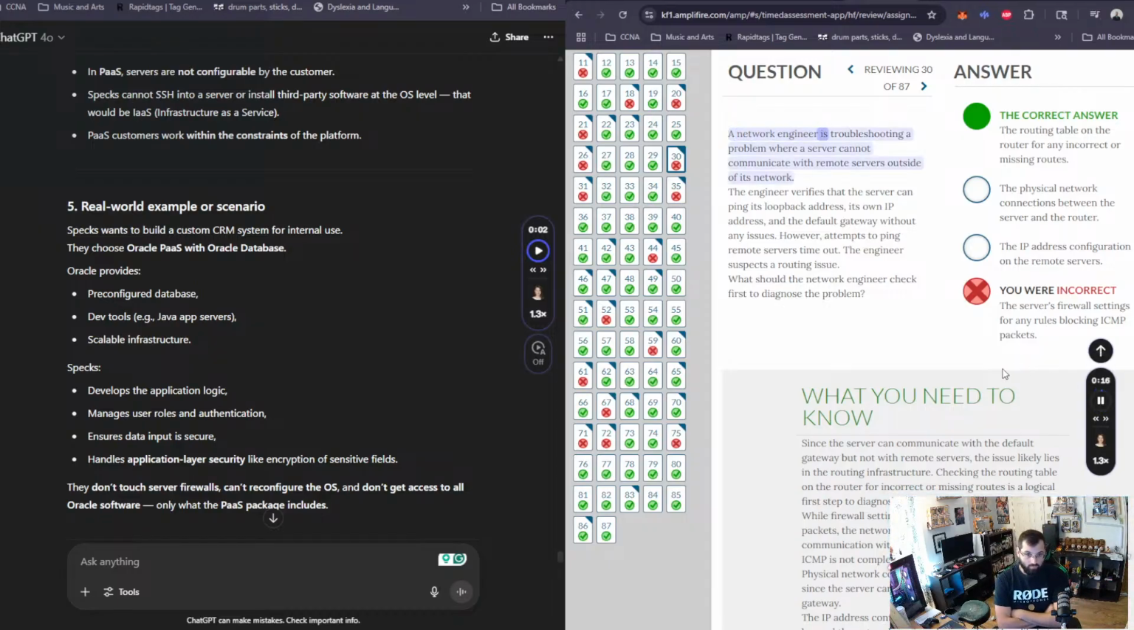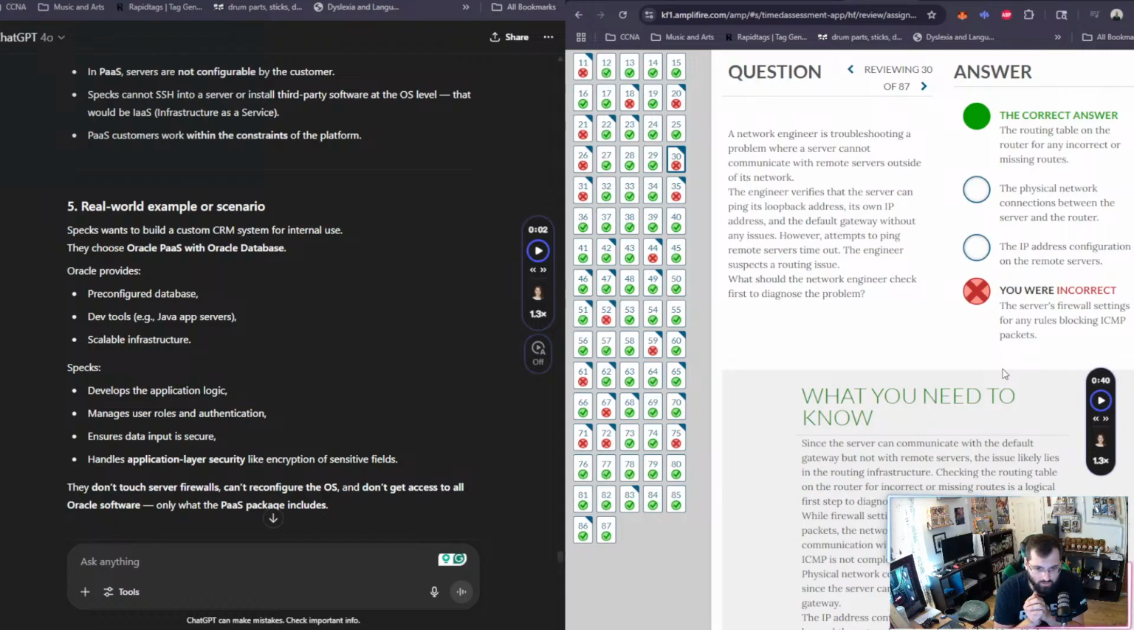A network engineer is troubleshooting a problem where a server cannot communicate with remote servers outside of its network. The engineer verifies that the server can ping its loopback address, its own IP address, and the default gateway without any issues. However, attempts to ping remote servers time out. The engineer suspects a routing issue. What should the network engineer check first to diagnose the problem?